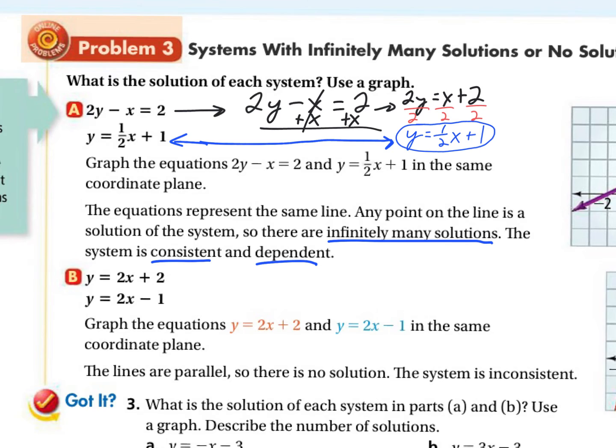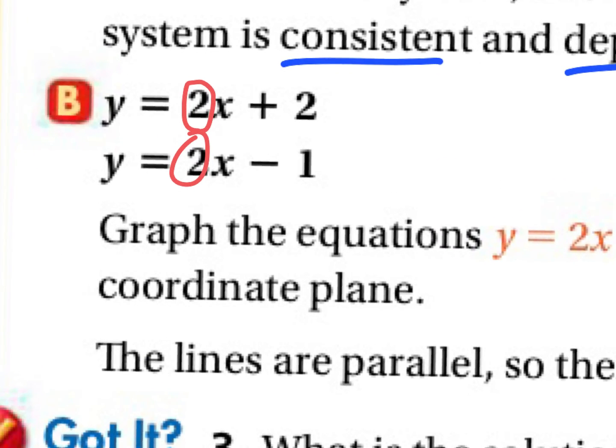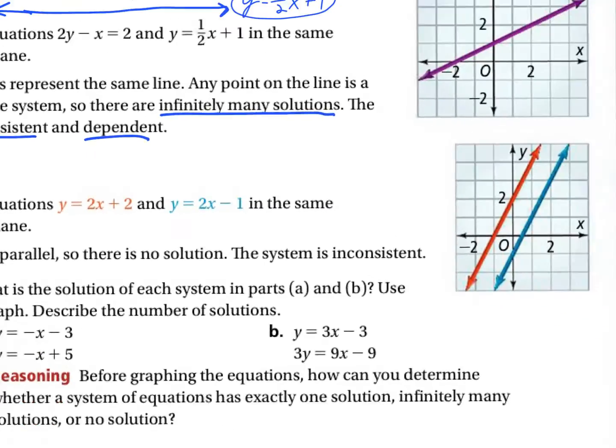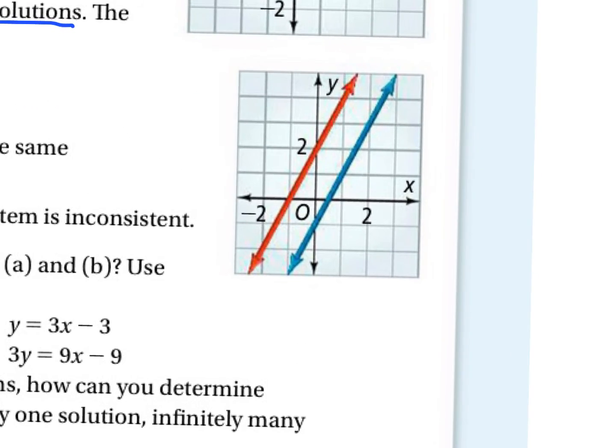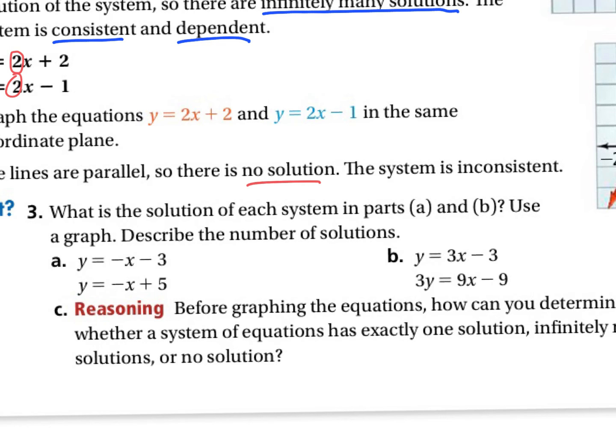Part B is already in slope-intercept form. In this one, if you're observant, you might notice that the slopes are both the same, but the y-intercepts are different. So if they have the same slopes but different y-intercepts, they're going to be parallel lines. There's no solution then, okay? And you can see the lines over here. So no solution for this one, and that means that it is inconsistent. If there's no solution, it's inconsistent.